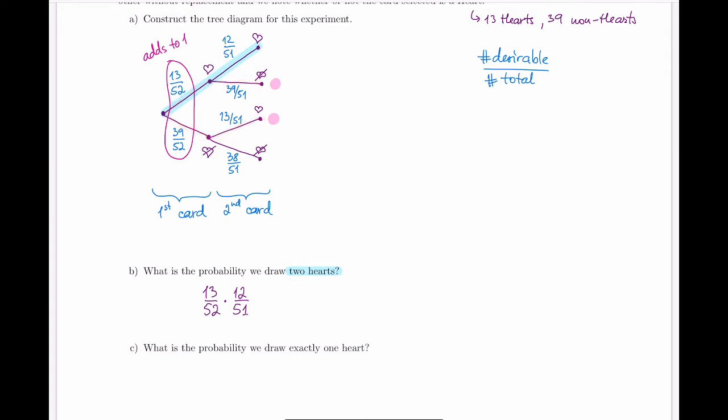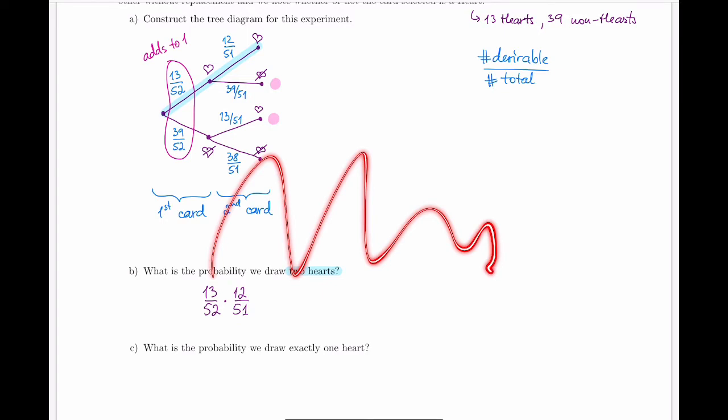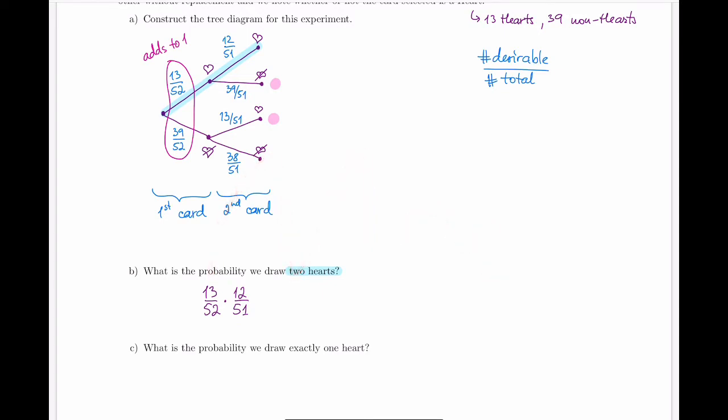Remember that or means that only one of the cases can happen. We can draw a heart followed by non-heart, or we can draw non-heart followed by heart. Those cannot happen simultaneously, which means that this will be the addition principle.